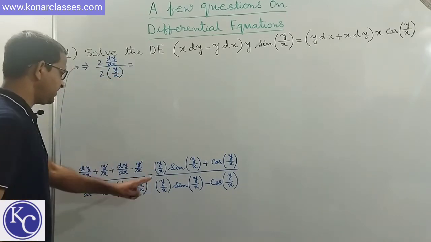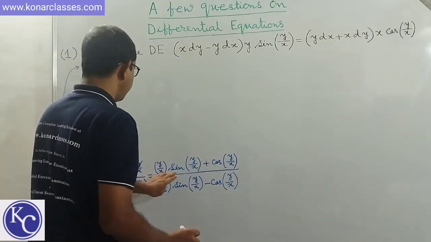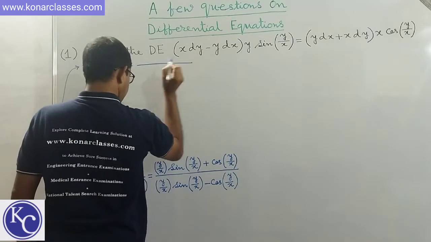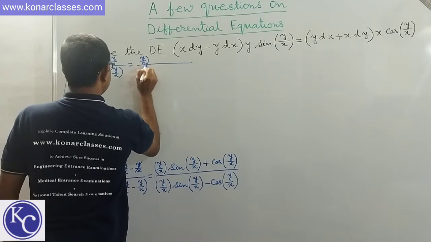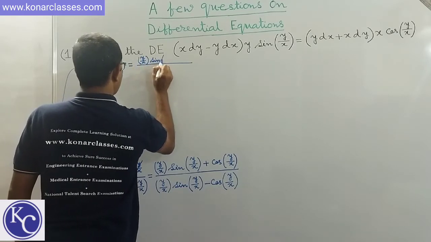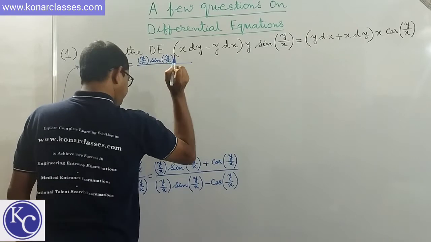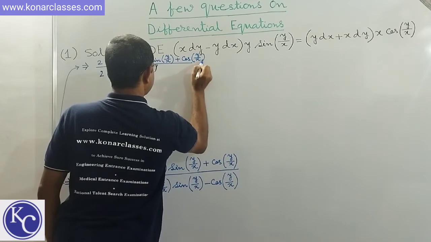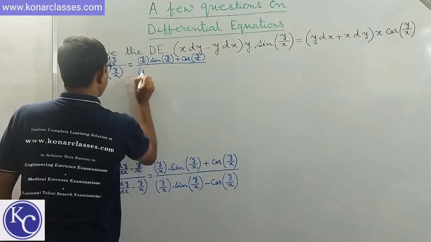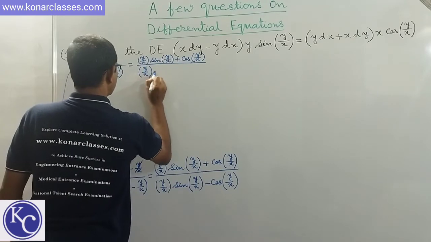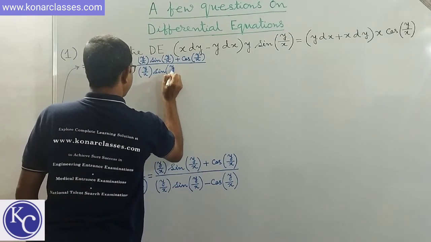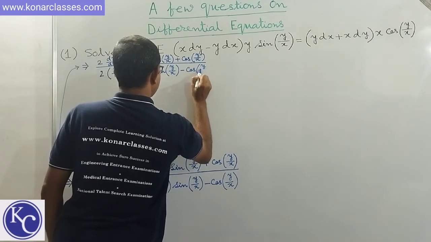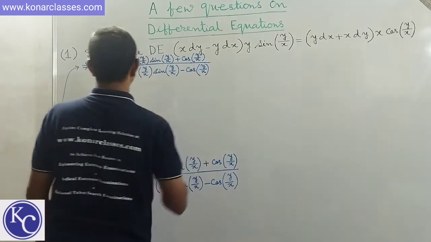And in the right hand side what we get, dear students, whatever is written, y/x into sin of 1 by y/x. So whatever is written, let me write it here. So y/x into sin y/x plus cos y/x divided by y/x into sin y/x minus cos y/x, okay?